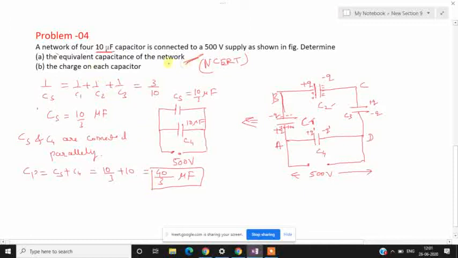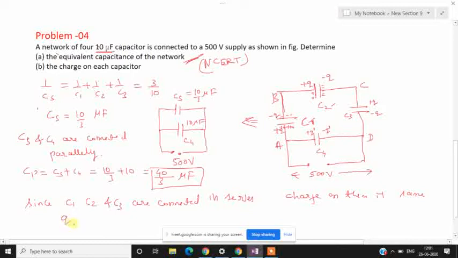But the first question is the equivalent capacitance of the network, and the charge on each capacitor also you have to find out. How will you do that? First, C1, C2 and C3 are connected in series. That means the charge on C1, C2 and C3 is the same, since they are connected in series.